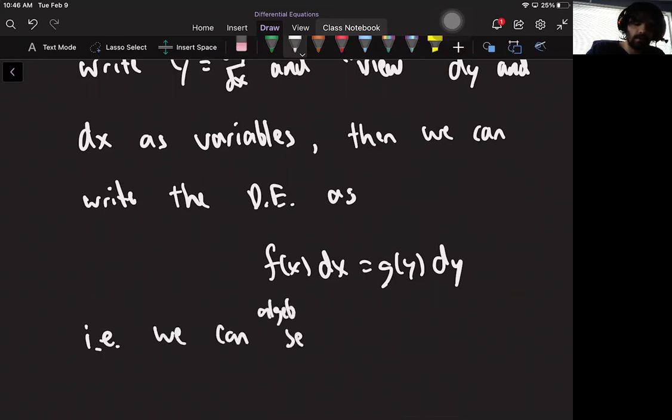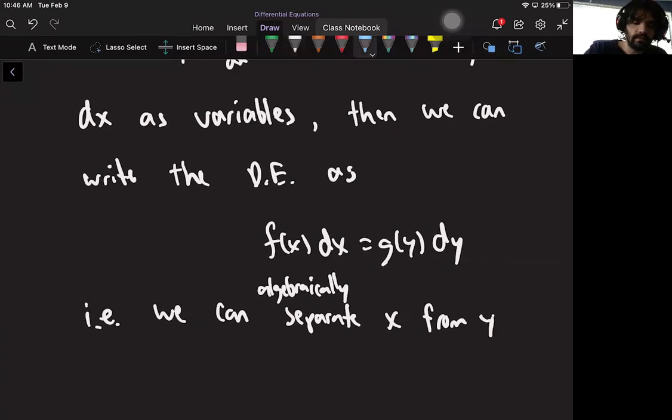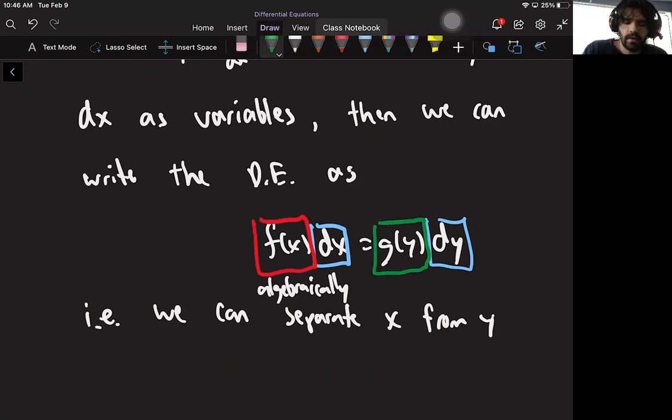You can't just make up your own rules, you have to use algebraic rules. You can algebraically separate x from y. So all the x's are on one side, all the y's on the other, including the dx on the x side and the dy on the y side. Writing this is saying I got all the x's on the left, and this is saying I got all the y's on the right. I'm just calling them functions because they only have those variables in them.